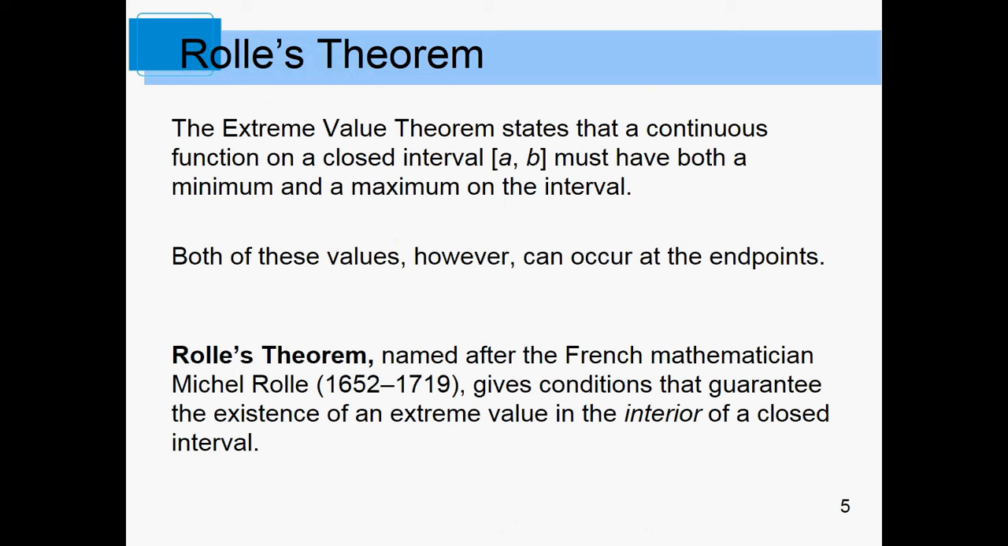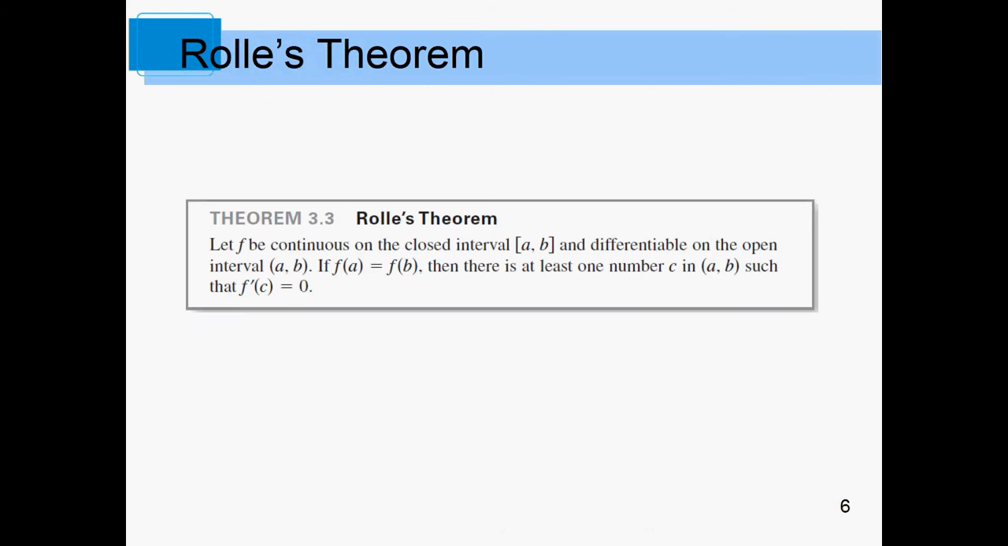However, it can happen that those values occur at the endpoints, right? Say a straight line. The maximum is going to be at this endpoint. The minimum is going to be at this endpoint. So it can happen that way. But Rolle's theorem, which is named after Michel Rolle, gives conditions that guarantee the existence of some extreme value inside of the interval, not necessarily at the endpoints.